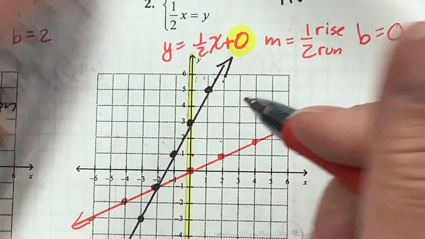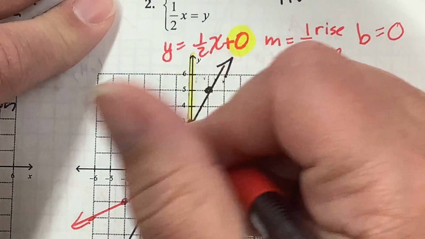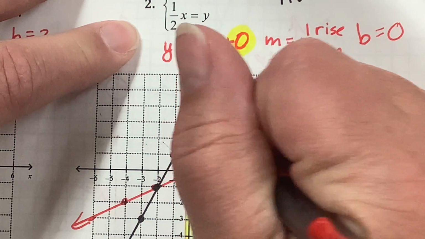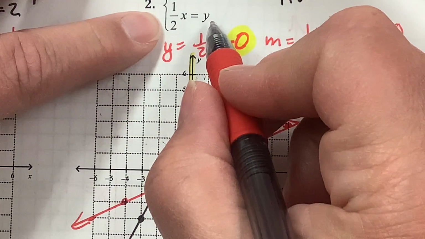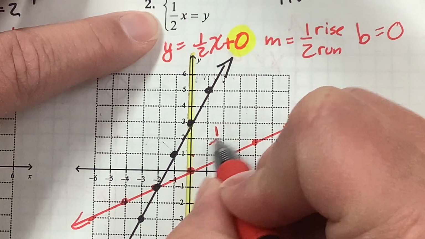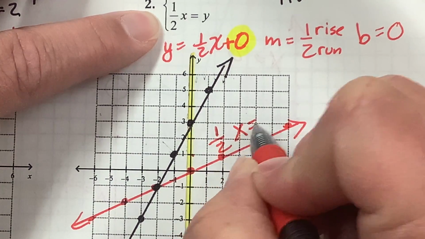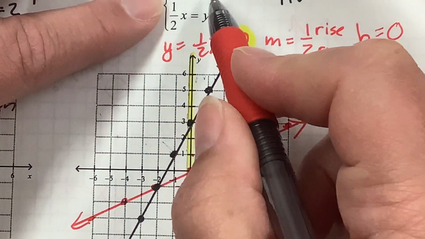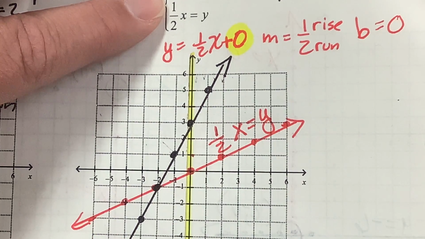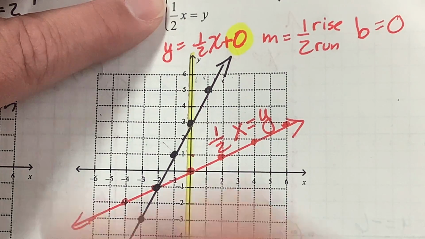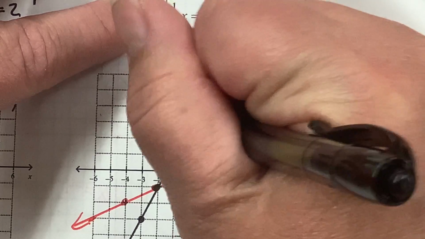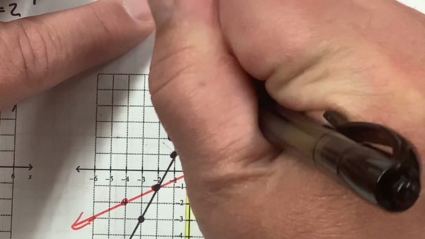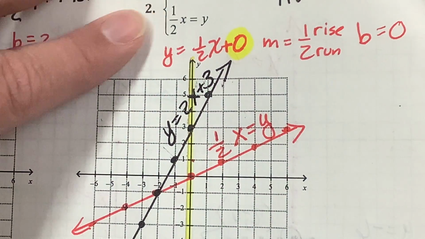What's missing? Oh, I know, silly Bono. I didn't write my equations on here. I have to write the original equation. Don't forget that. 1/2 x equals y, and y equals 2x plus 3. So I need this one too: y equals 2x plus 3. So now I'm all done.